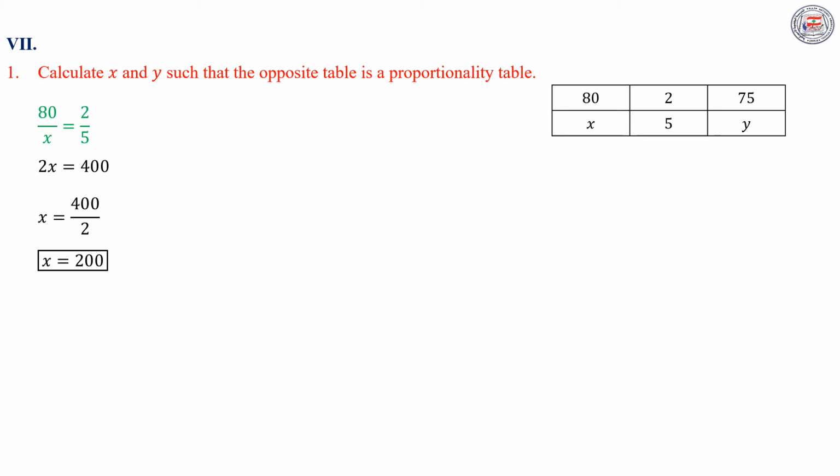We still have to calculate y. In order to calculate y, we have 2 over 5 equals 75 over y. We make a cross multiplication and we get 2y equals 375. Then y is equal to 375 over 2. Therefore, y is equal to 187.5.